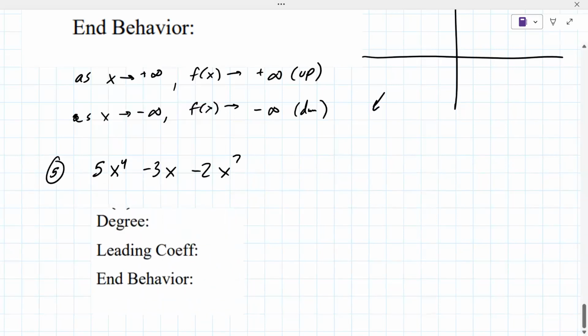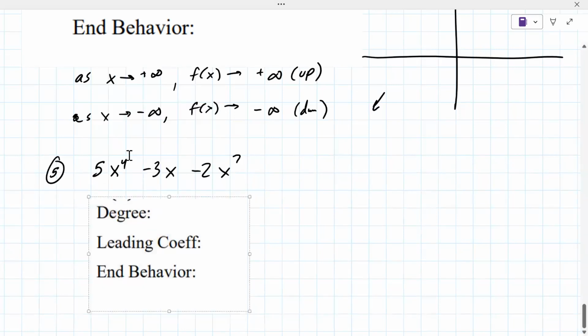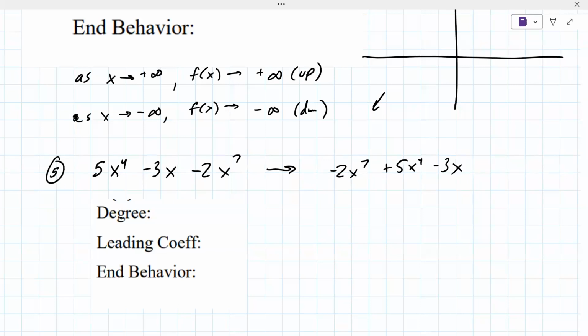Right. So this one is out of order, right? You need the leading coefficient, the highest degree. So you may even want to rewrite it as minus 2x to the seventh plus 5x to the fourth minus 3x. And then now you can figure out this other stuff. So its degree is 7, and the leading coefficient is negative. And the end behavior, the way we've been doing it, is that this is odd.